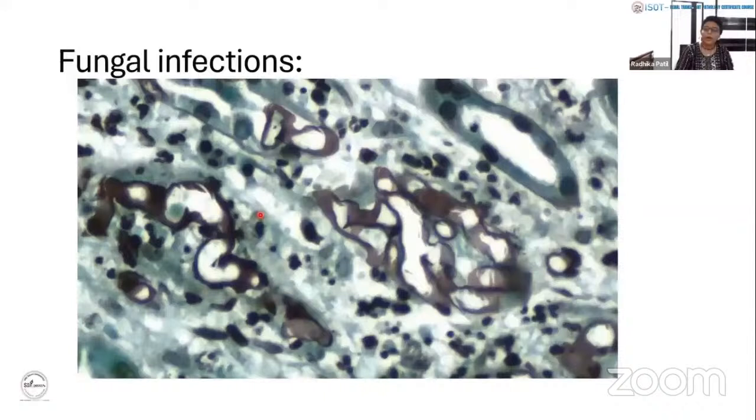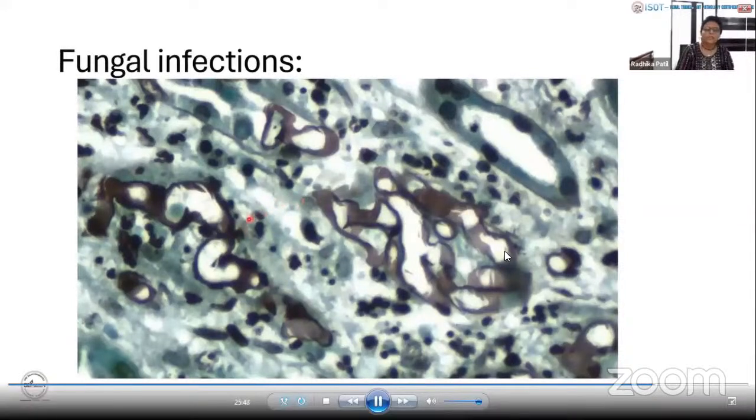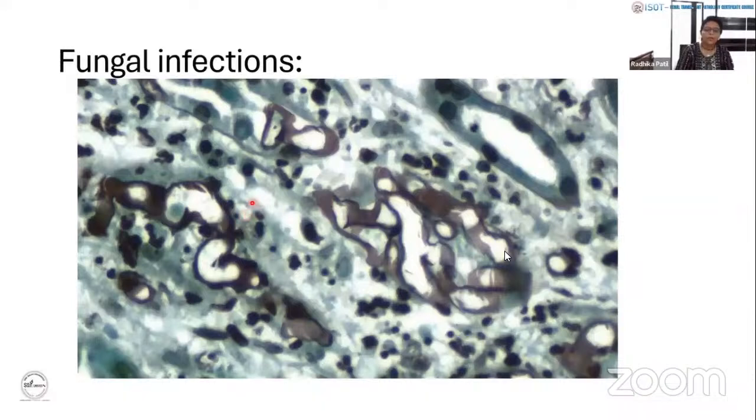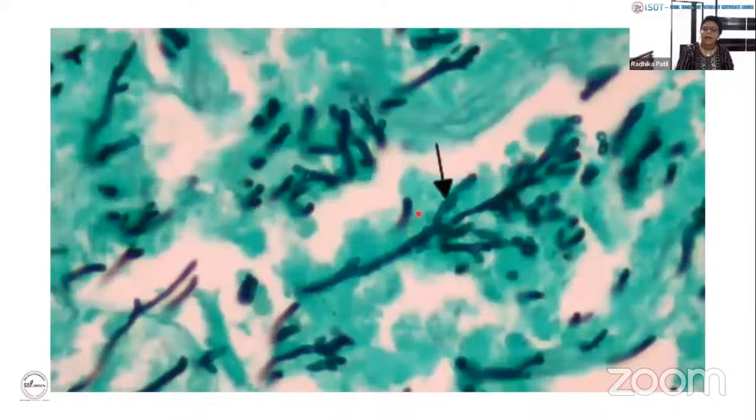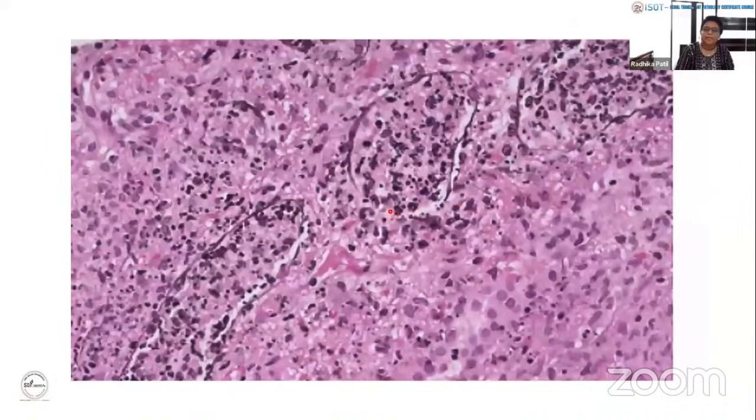Whenever we see a granuloma, we should look for fungal infection. So this is GMS stain, fungal stain, Gomori's methenamine silver, showing mucormycosis. These are broad aseptate hyphae showing right angle branching, confirming histomorphologically as mucormycosis. Whereas in aspergillosis, there is acute angle branching and these are septate hyphae. This is a case of candidiasis showing budding yeasts and pseudohyphae.